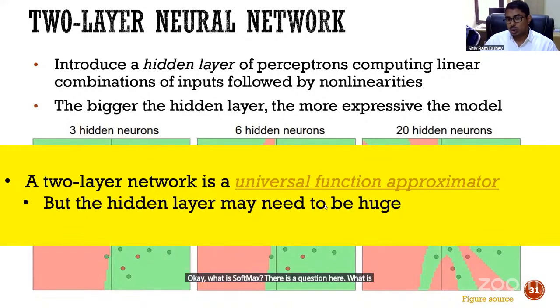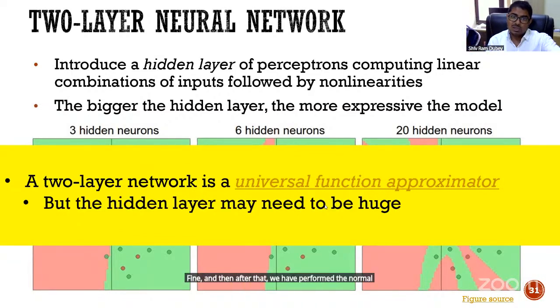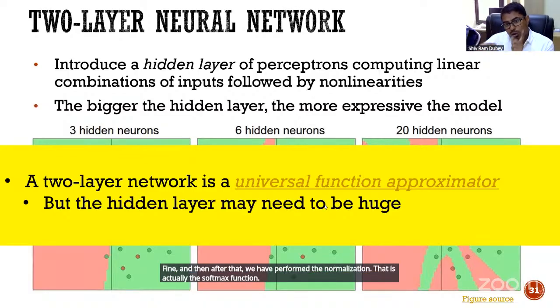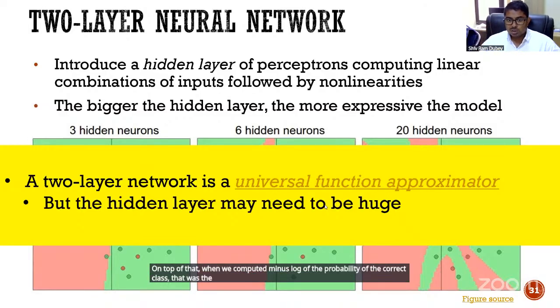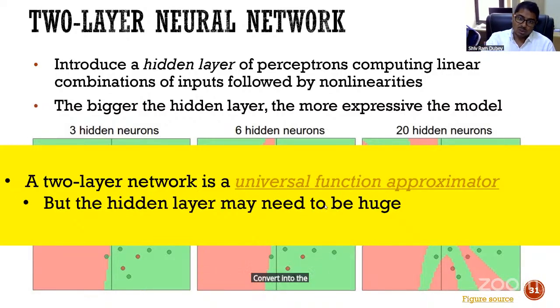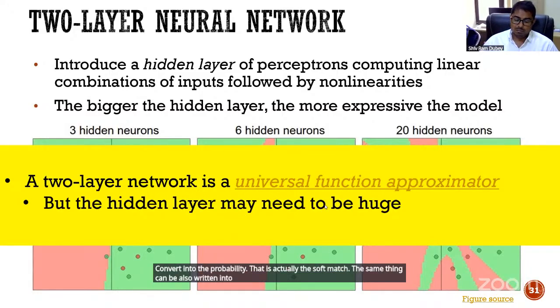What is the softmax function? When we got the class score, we took e to the power of that, fine, and then after that we performed the normalization. That is actually the softmax function. On top of that, when we computed minus log of the probability of the correct class, that was the cross-entropy loss. So the role of the softmax function is to take the class score and convert it into a probability. That is actually the softmax. The same thing can also be written in equation form.